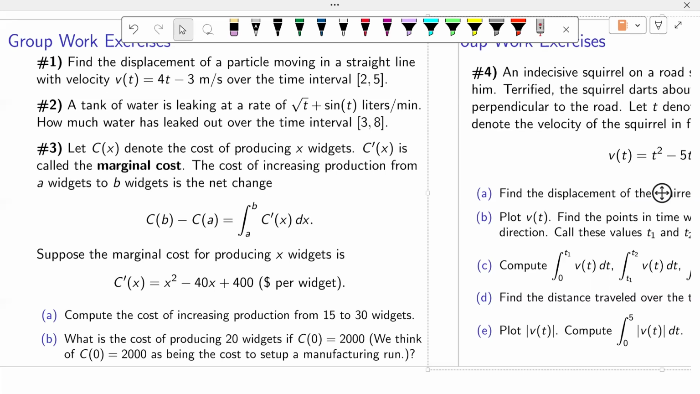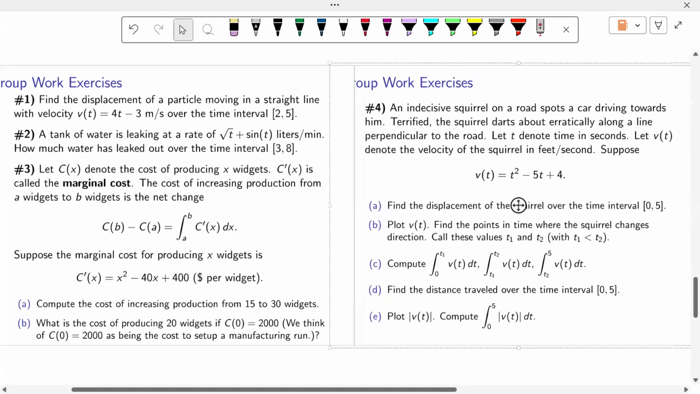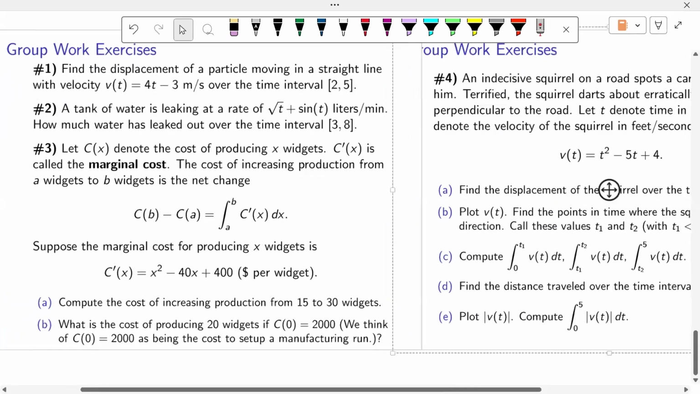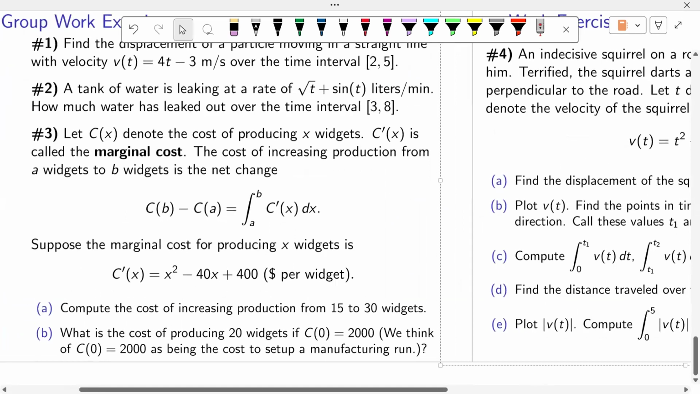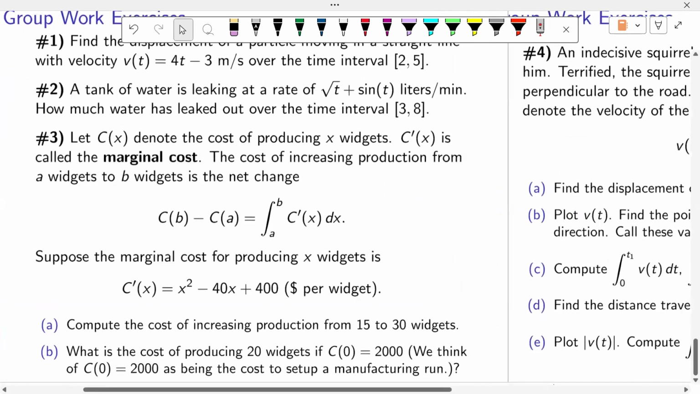In number 3, widget production is quite complicated. I don't know. I'll still leave it here for now. Eventually if you need to see number 4, let me know. I'll zoom out so you can see it.